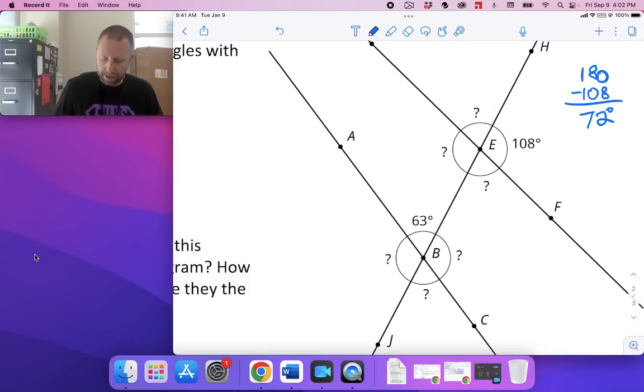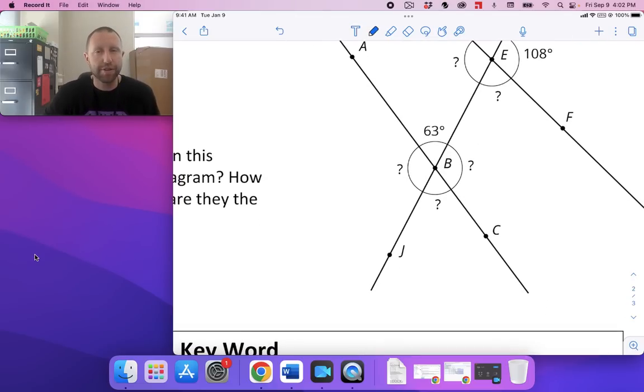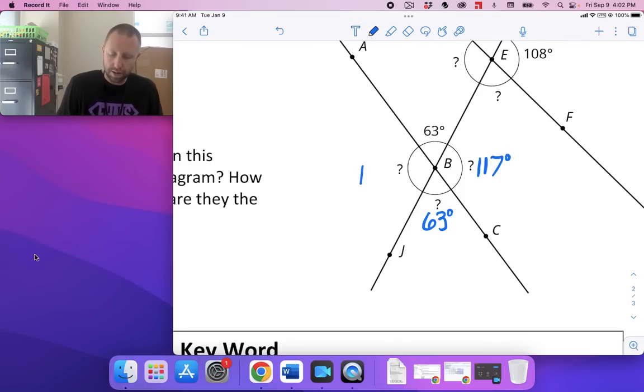So let's figure out what these are. Oh, it's the same measurements that we had before. They gave us the 63 degrees. There's my vertical angle that's 63 degrees, which means these are also vertical angles to each other, 117 degrees for both of them, okay?